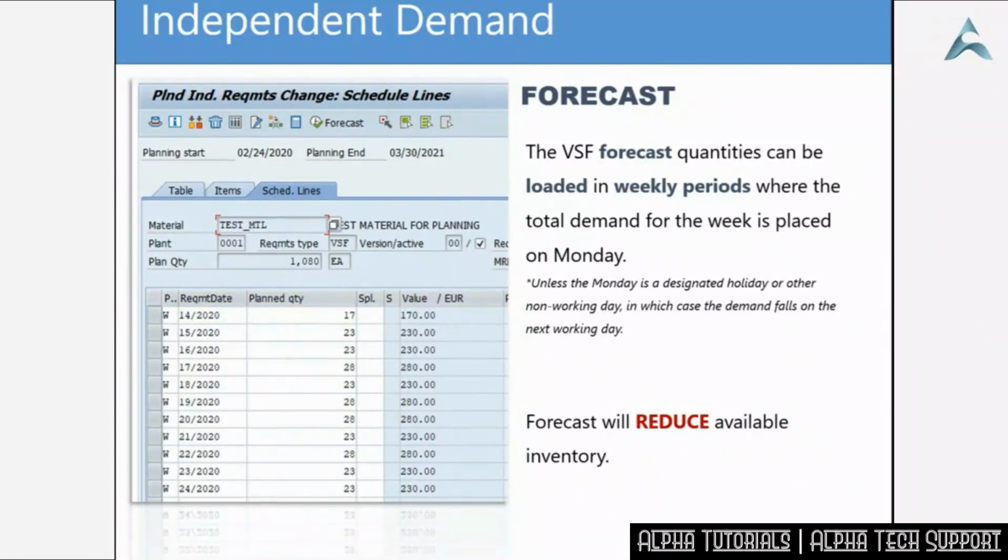What's important to note here is that the forecast, again, simply represents a placeholder for when the organization expects to sell product to a customer, any customer, and in which quantities. And because forecast is a demand element, the available inventory quantity will be reduced with each forecasted period.